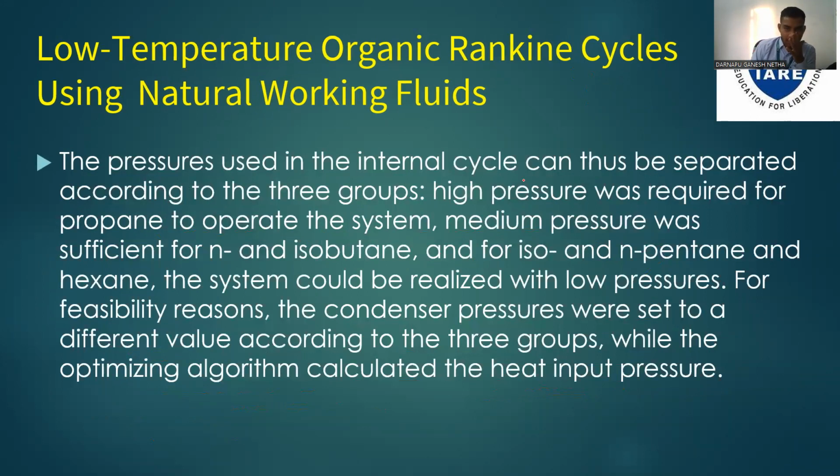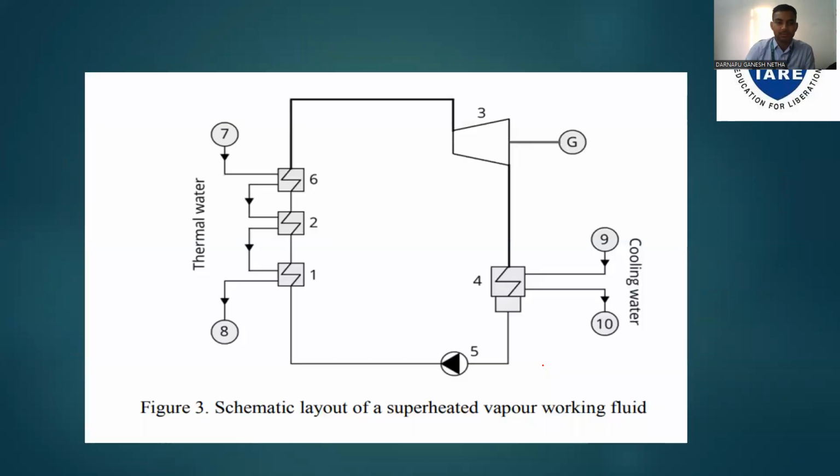The pressures used in the cycle can be grouped according to these three groups. High pressure was required for propane to operate the system. Medium pressure was sufficient for butane, and pentane and hexane are recognized as low pressure. For feasibility, condenser pressures were set accordingly.